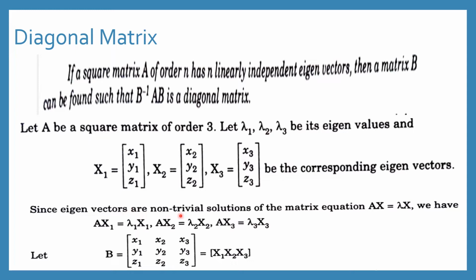Since eigenvectors are non-trivial solutions of the matrix equation Ax equal to lambda x, we have Ax1 equal to lambda 1 x1, Ax2 equal to lambda 2 x2, Ax3 equal to lambda 3 x3.